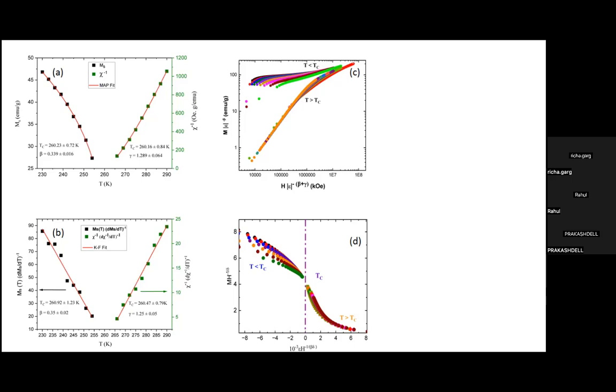And what is the TC? TC is 260K. Now, if you ask me the question, then you tell me none of your models is satisfied, as you said, because we have used the modified error plot equation. MAP stands for modified error plot. This KF stands for Kouvel-Fisher.